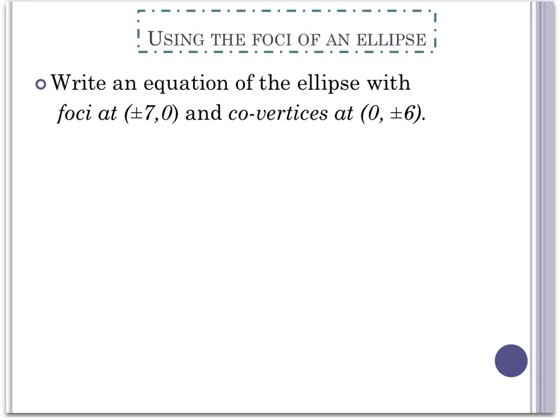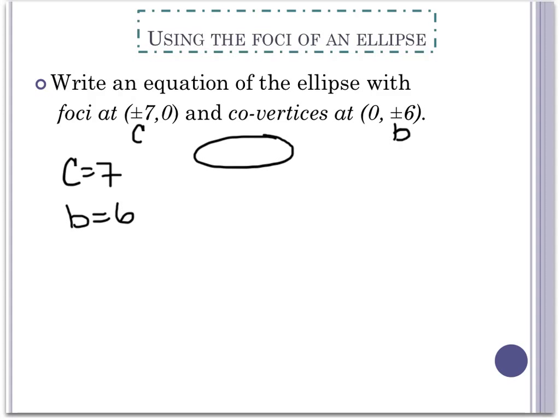To write the equation of an ellipse only given the foci and the covertices, you need to find where the vertex is located. So we need to find our a value. Right now we're given our foci, which is our c value, and our covertices, which is our b value. So c is going to be equal to 7 and b is going to be equal to 6. Because our foci is located on the x-axis, I know that I have a horizontal ellipse and our center is actually 0, 0.